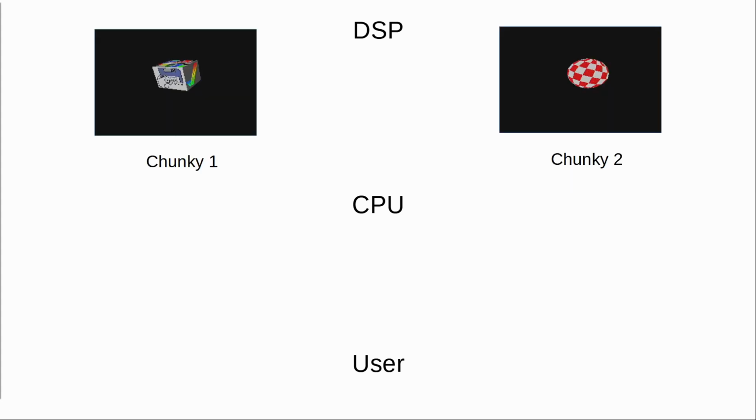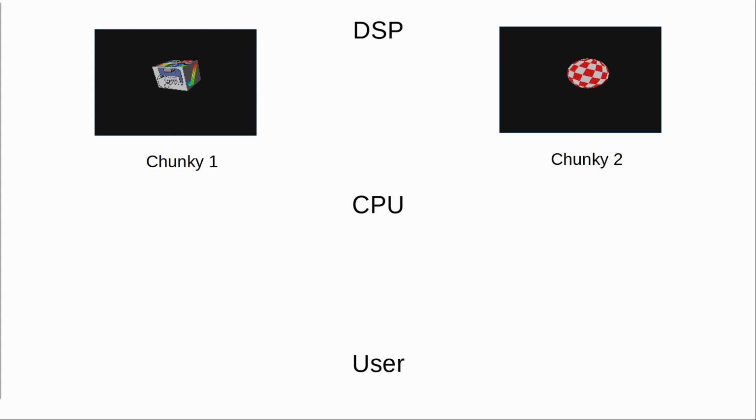In the middle we've got the CPU, in this case a 68030, and at the bottom we've got the user and what they're going to see on screen. So that's our basic structure. Then we've got a number of copies of the screen.